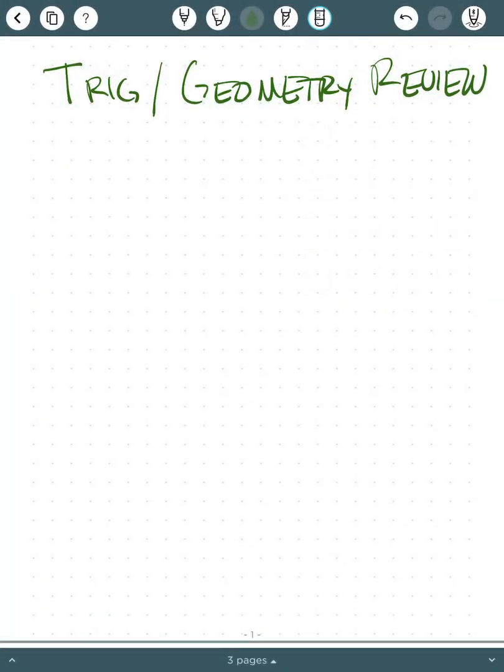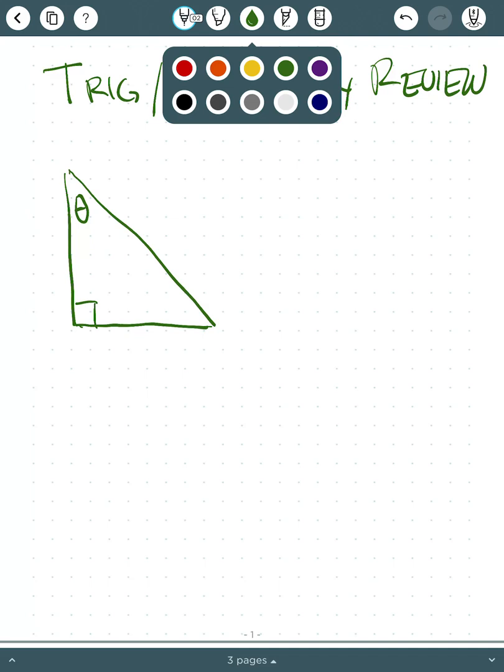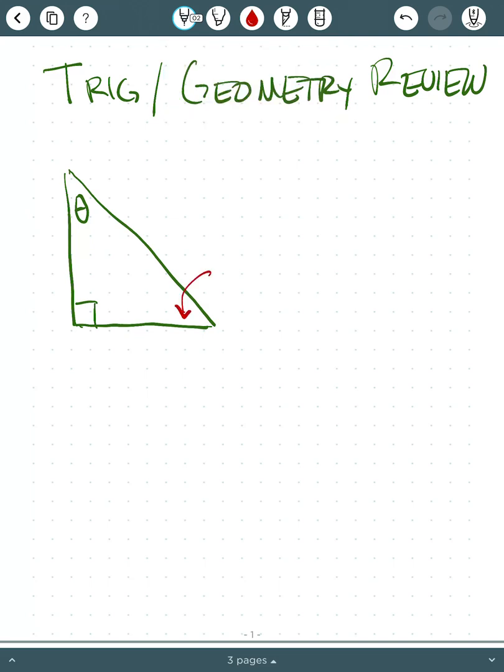Okay, so in this video, I'm going to review a bit of how to find angles and some review of trigonometry for different kinds of triangles. So the first thing I want to remind you of is that if I have a right triangle like this, and if this angle is theta, then my second angle here is 90 degrees minus theta.